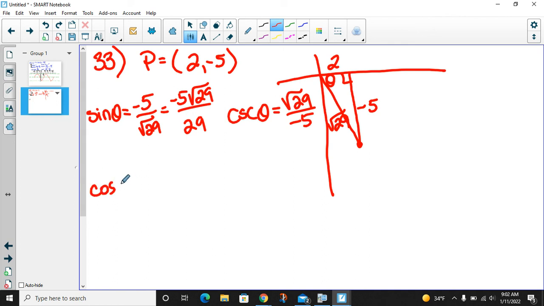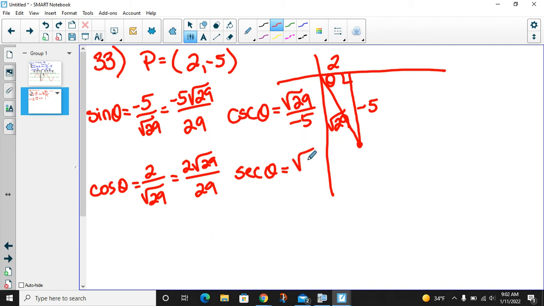Then we go to cosine of theta. Well, cosine is adjacent over hypotenuse. So that's 2 over root 29, which again rationalizes to 2 root 29 over 29. Of course, the secant is the reciprocal of that. Again, flip the pre-rationalized version to make life easier on yourself.